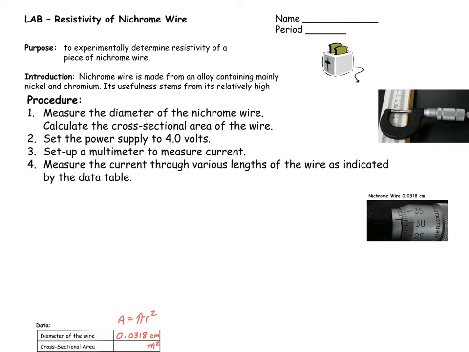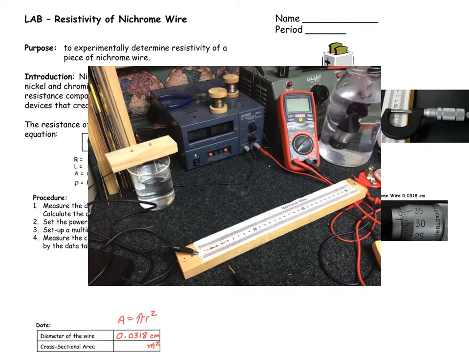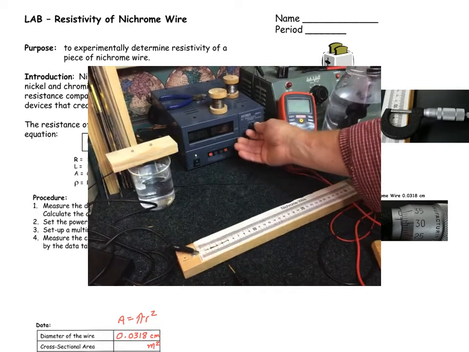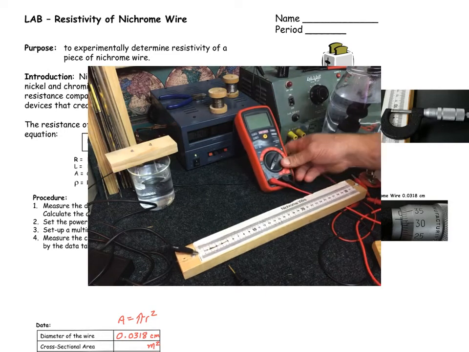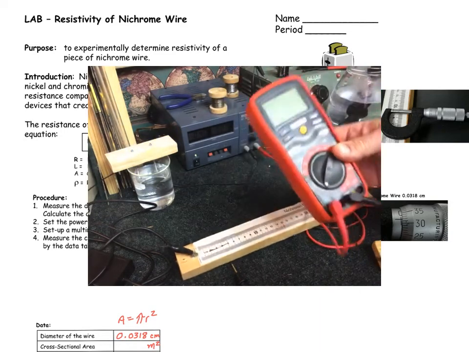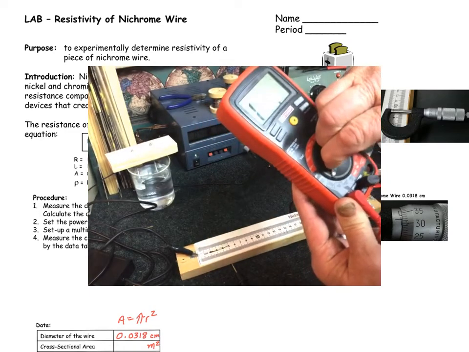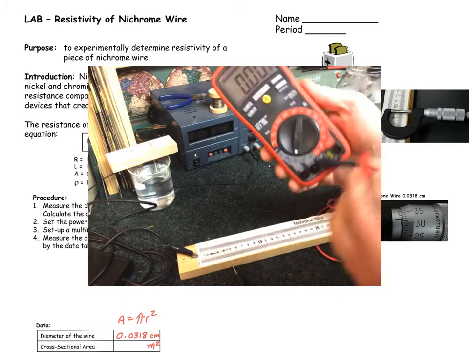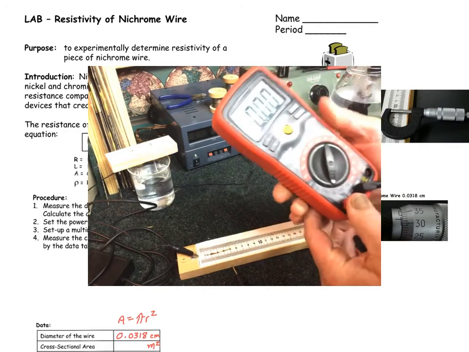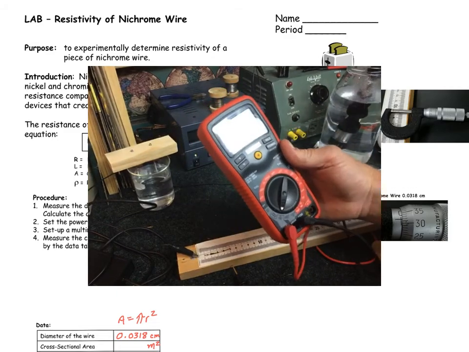Next, it says set the power supply to 4 volts, set up a multimeter to measure the current, and measure the current through various lengths of the wire as indicated by the data table. Here's the setup. We've already set the power supply to 4 volts. To measure the current, we're going to use this multimeter set as an ammeter. So we turn the dial to measure DC amps, in which case this terminal has to move from here over to here.